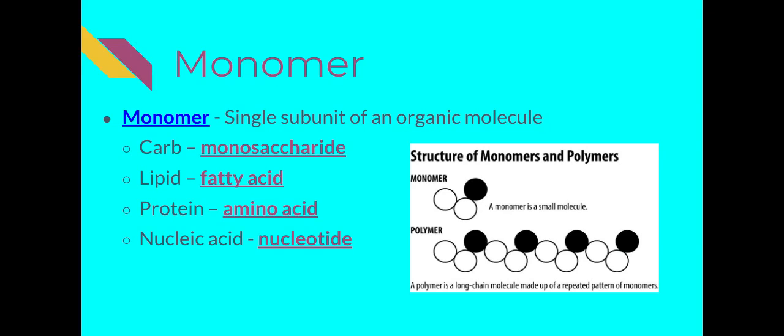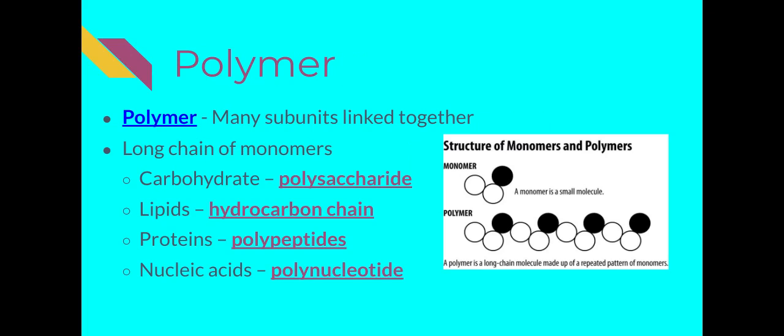Lipids actually don't have true monomers and polymers. I do use a term here just so you can kind of understand, but they don't work the same way, so they don't have what we call true monomers. But usually lipids are made up of what we call fatty acids. Protein monomer is amino acids. There's actually 20 different amino acids that make up all of our proteins, and then nucleic acids, which are made up of nucleotides.